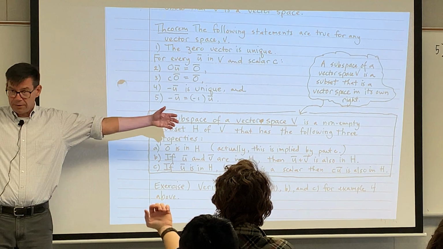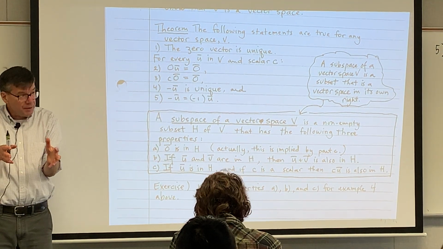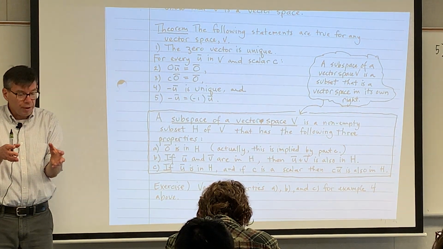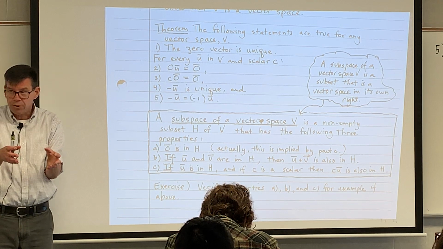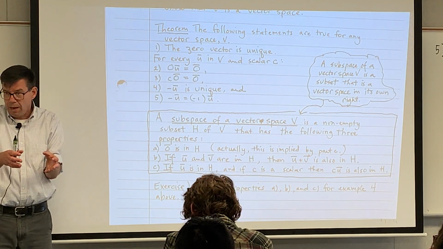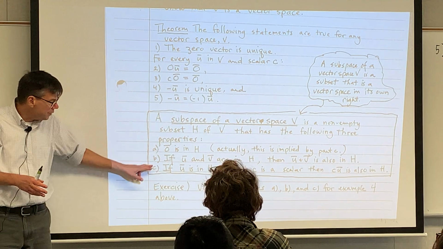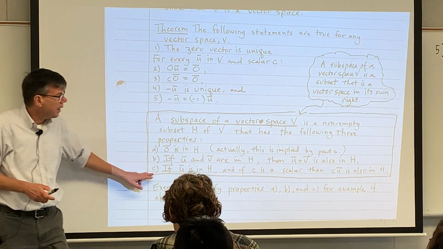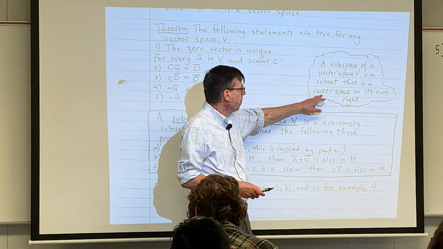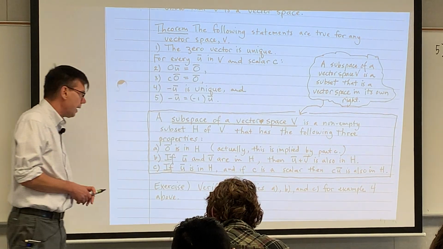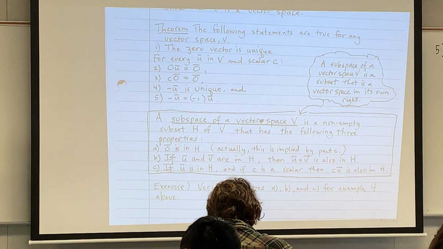So V is a vector space, H is some subset. We're wondering, is that subset a vector space in its own right? And it will be if these 3 properties are satisfied. So up here in the cloud, you can read that statement. Now we're going to start doing some problems here.